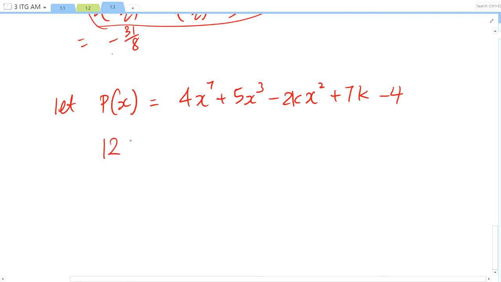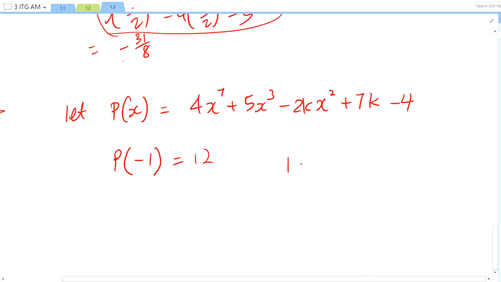Okay, different ways of writing it. I prefer to start with P(x). So what is the value of x? x + 1 = 0, so x = -1. Yes, you let the divisor be equal to 0. P(-1), what is it supposed to be? What is the value supposed to be? 12. The moment you write this down, you get 1 mark. Easy, right? It depends on the marking scheme.